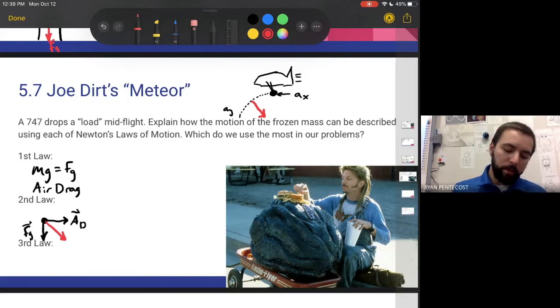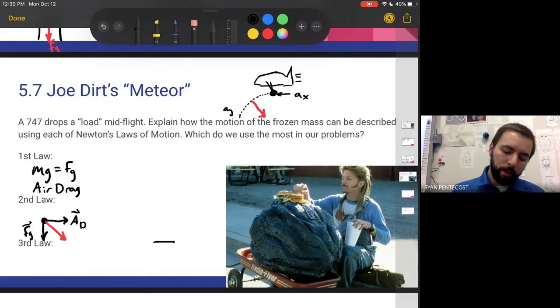So we can see with F equals ma, with a free body diagram or an FBD, that the unbalanced forces down and to the right are going to cause that arc to happen. Then with Newton's third law, for every action there's an equal and opposite reaction. So this one's going to be a little different.